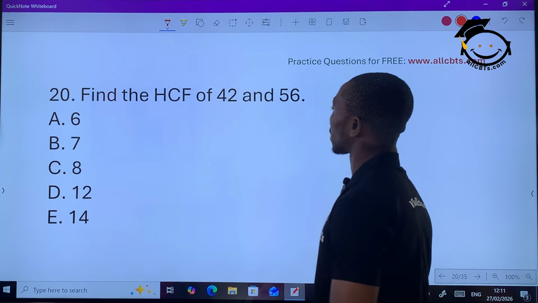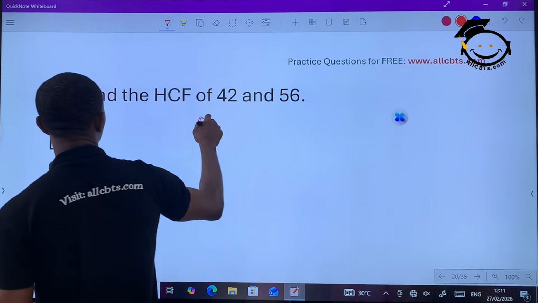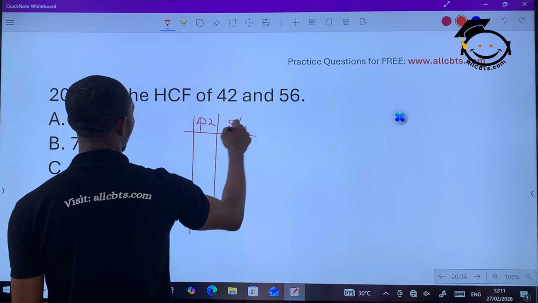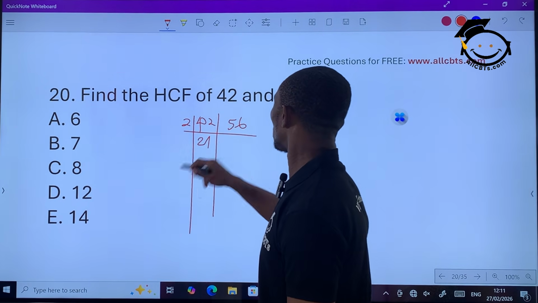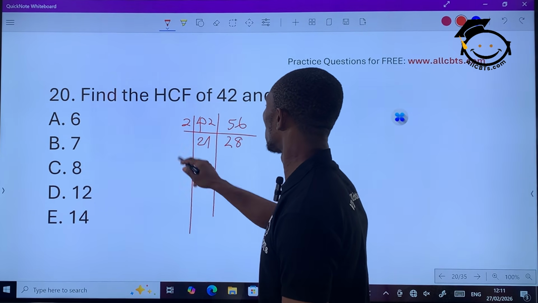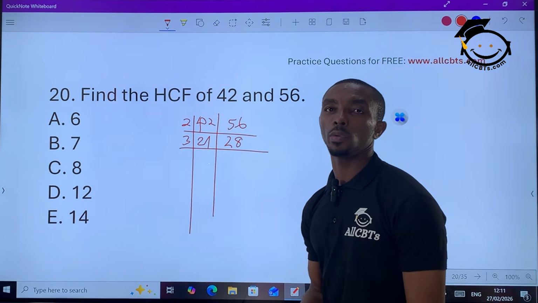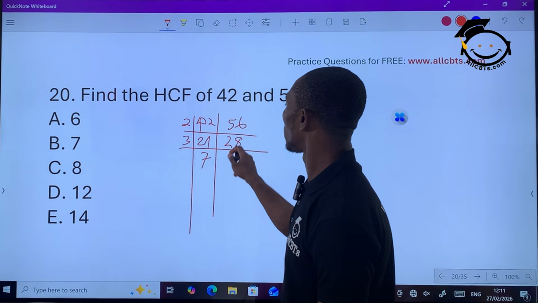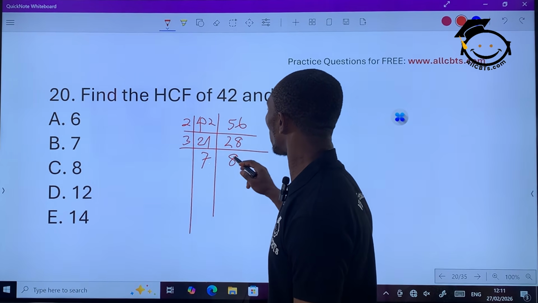Find the highest common factor of 42 and 56. So we have 42, we have 56. 2 into 42 gives us 21. 2 into 56 gives us 28. Now since 2 can't divide 21, we use our next prime factor, which is 3. Now 3 here, 7. 3 here, 8.